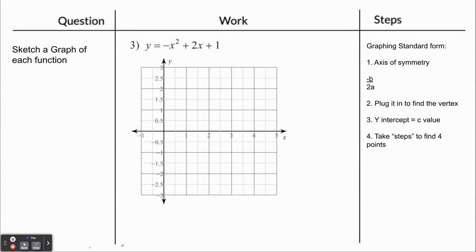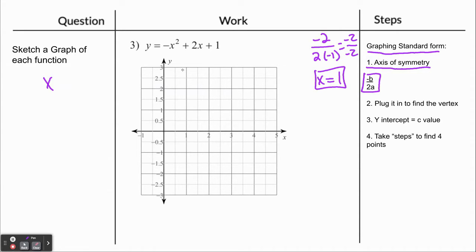You're asked to sketch the graph of the function. Now, there's a couple of steps when we're dealing with standard form here. The first is to find the axis of symmetry, the middle of our parabola, by using a piece of the quadratic formula. So I know that the b value is 2, so I'm going to have negative b over 2 times a, which gives me negative 2 over negative 2, which is just going to be 1. So that's our axis of symmetry.